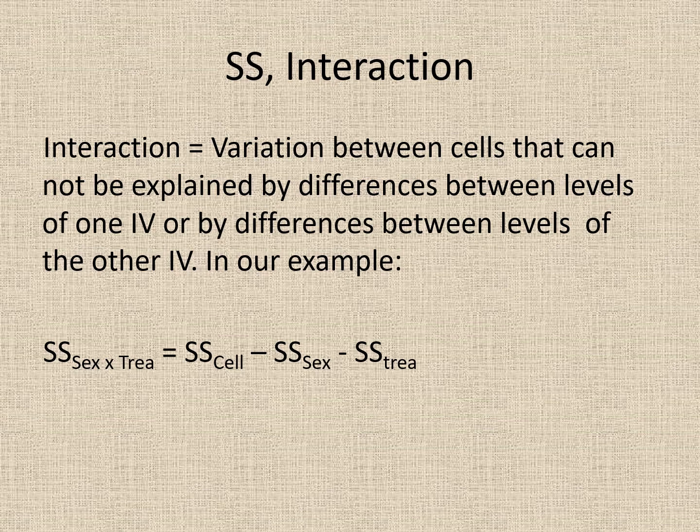So now we, so to speak, go the other way around here. We take the sum of squares between the cells, and we take away whatever can be explained by sex, and we take away whatever can be explained by treatment. And whatever is left here must be explained by the interaction between treatment and sex. So that's how we calculate the sum of squares for the interaction.